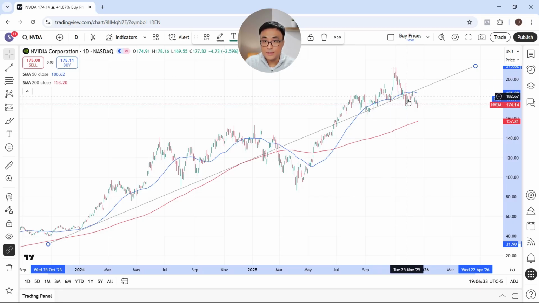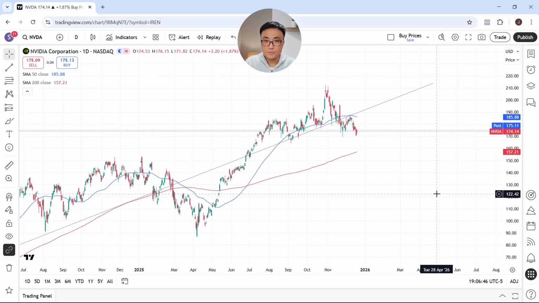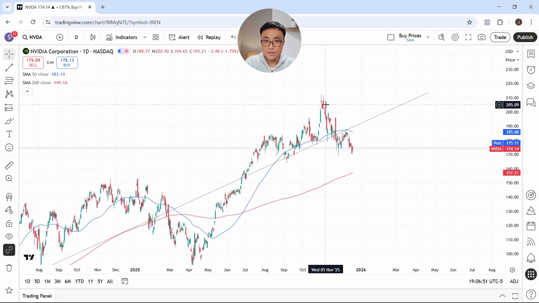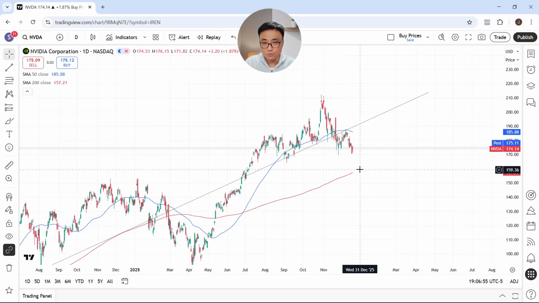And recently it came down, it broke below the trend line, below the 50, and now the trend line and the 50 has become resistance. If we zoom in, you can see it broke through and then it retested and it broke down.